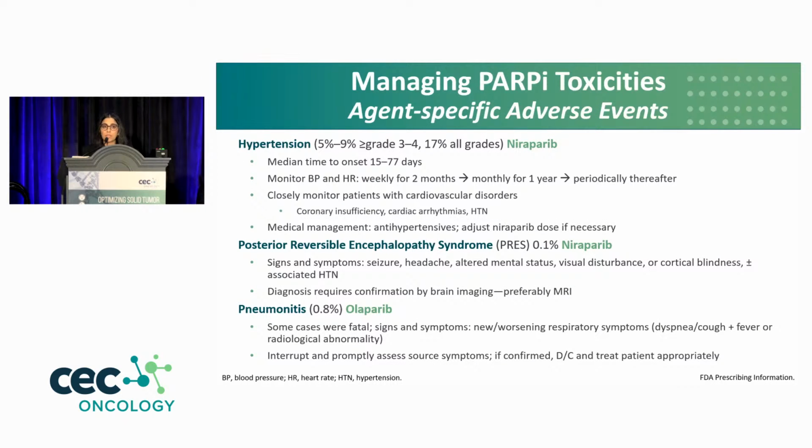Now, agent-specific toxicities. A lot of these toxicities, the top two are related to niraparib. We have hypertension. This is reported with niraparib at a median onset of 15 to 77 days. It is important to counsel patients that they need to monitor their blood pressure at home. The recommendation is at least once weekly for the first 2 months, and then moving on to less frequent monitoring. And of course, patients who have comorbidities related to cardiovascular disease, we want to monitor even more closely in this scenario.